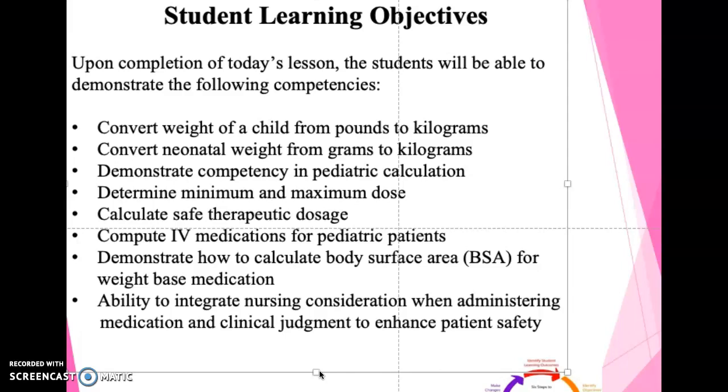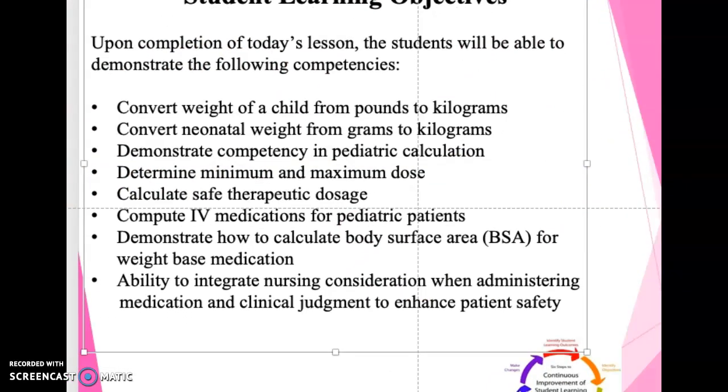Calculate safe therapeutic dosage. Compute IV medications for pediatric patients. Demonstrate how to calculate body surface area for weight-based medications. Ability to integrate nursing considerations when administering medications, and clinical judgment to enhance patient safety. So these are the SLOs for today's lesson plan.